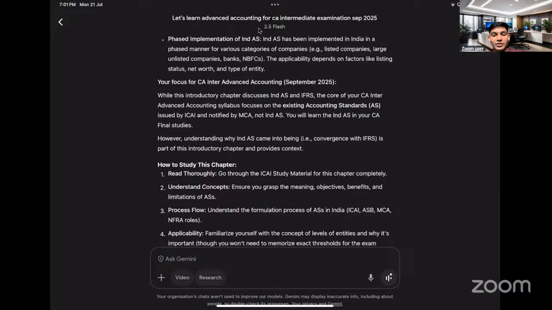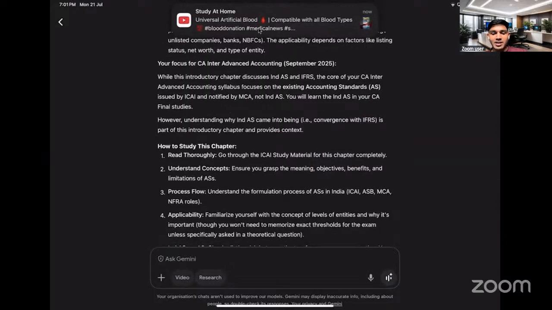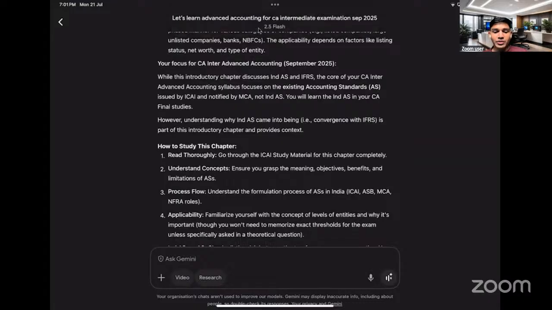While this introductory chapter discusses Ind AS and IFRS, the core of your CA Inter Advanced syllabus focuses on existing accounting standards issued by ICAI and notified by MCA, not Ind AS. You will learn Ind AS in your CA Final studies. However, understanding why Ind AS came into being and convergence with IFRS is part of this introductory chapter.